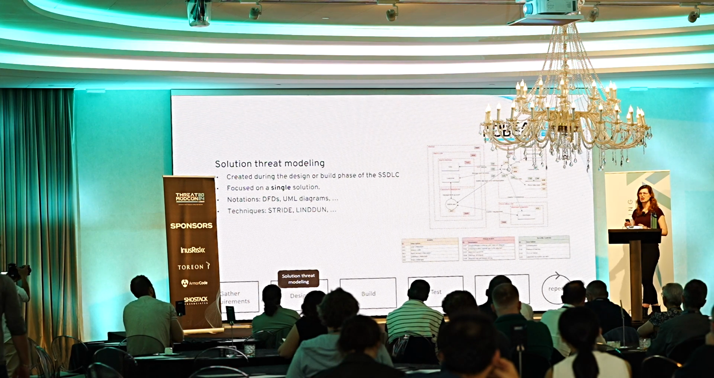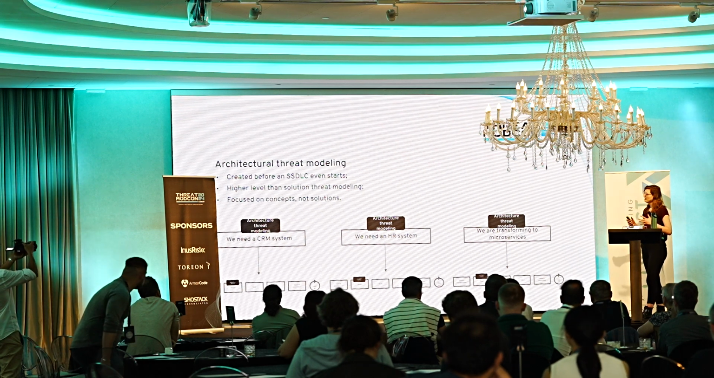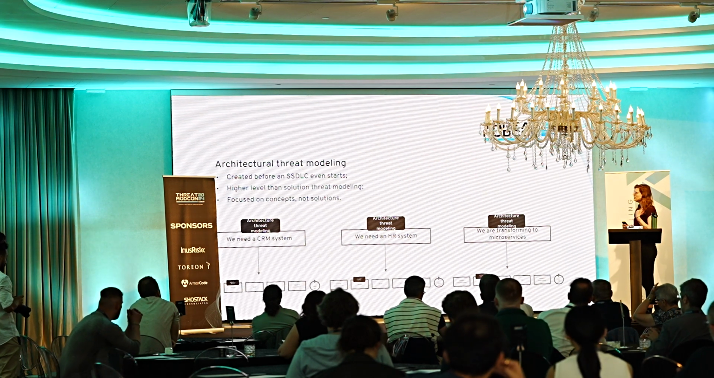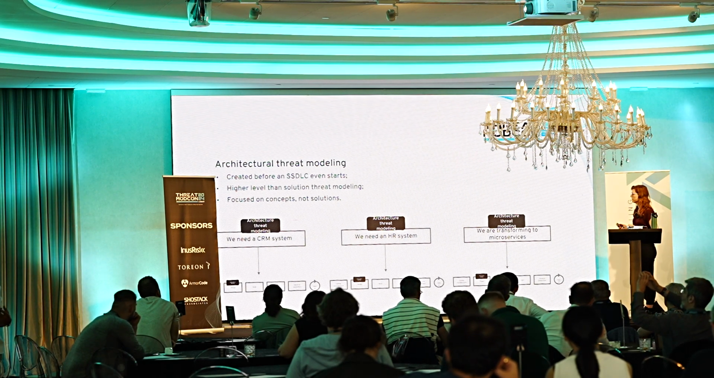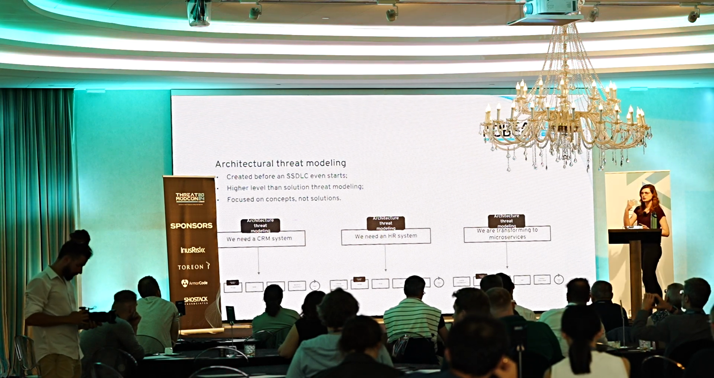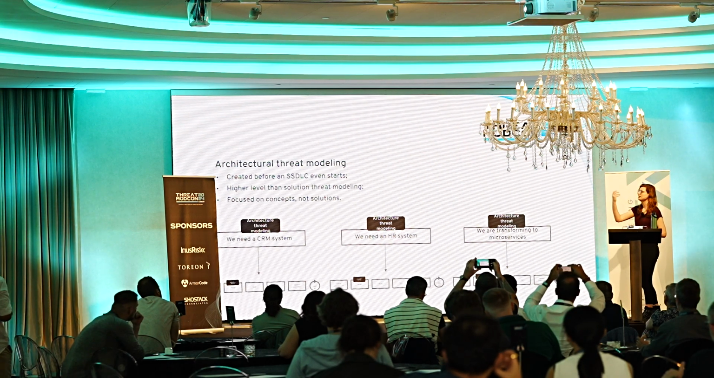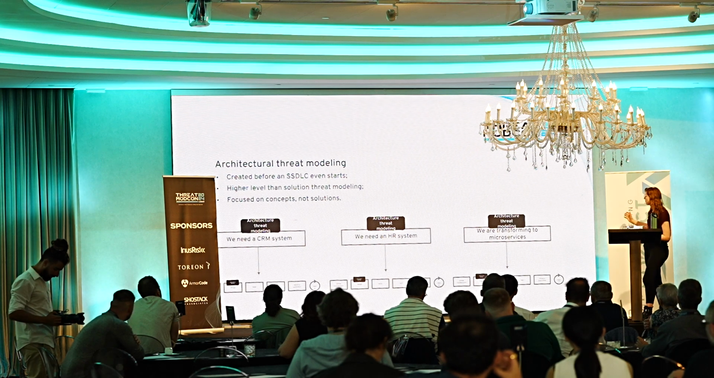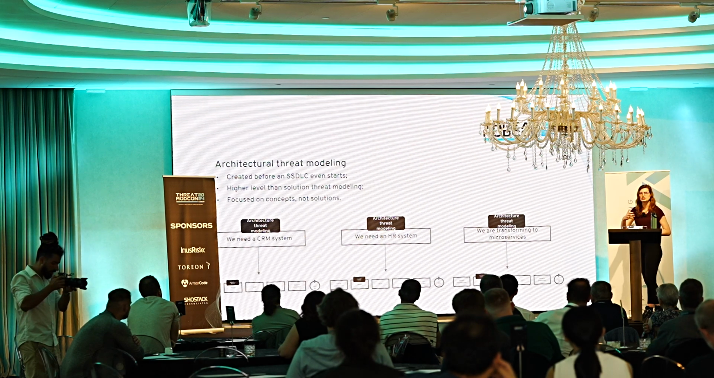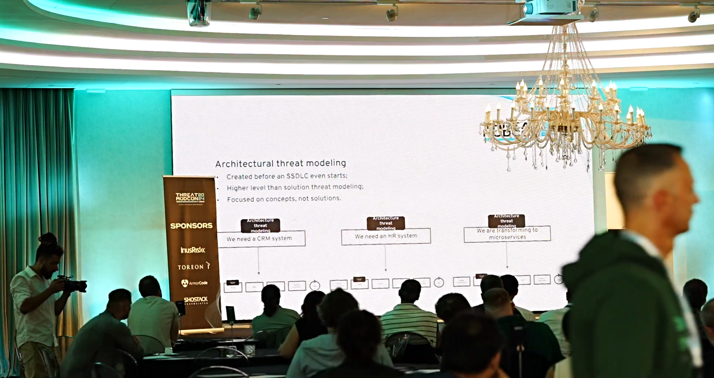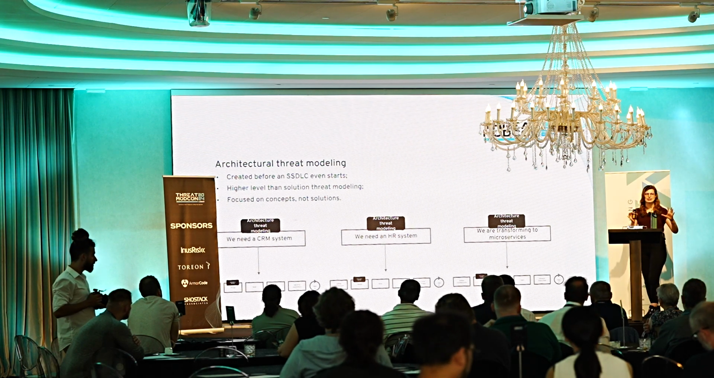Now, what you might not all be familiar with is something called architectural threat modeling. The idea with architectural threat modeling is that we're going to try to do threat modeling before we're even jumping into our software development lifecycle. Think about it as similar to what Adam talked about earlier. What if you have more higher level abstract questions such as we need a CRM system, an HR system, we're migrating to microservices. With these higher level concepts, we can already start doing threat modeling while focusing on the concepts, not the solutions.